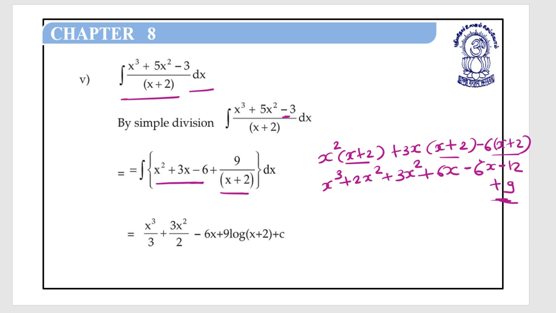So x cube by 3, 3x. Integration of 3x is 3x square by 2, minus integration of 6 is 6x, plus 9 times 1 upon x plus 2, it means 9 log x plus 2, plus c. Okay.